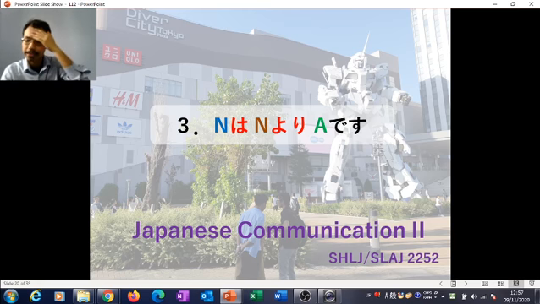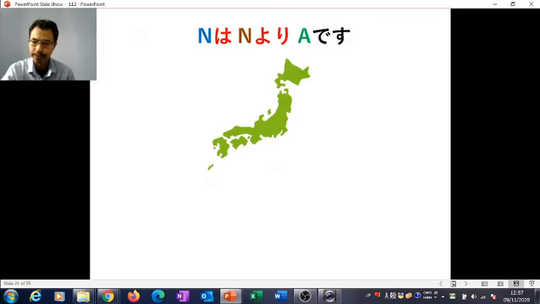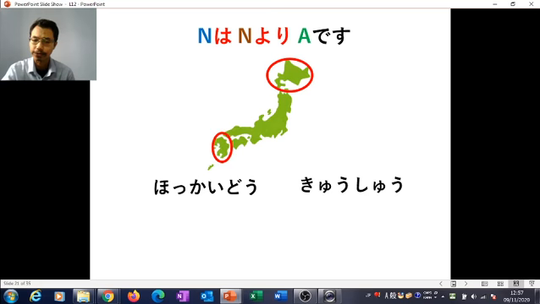To make a comparison in the Japanese language, the particle is actually wa yori. Yori means compared to. For example, if you want to say Hokkaido is larger compared to Kyushu. Hokkaido is larger compared to Kyushu. So this is Hokkaido and then this is Kyushu.